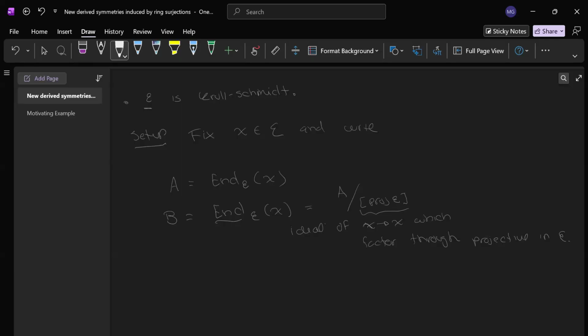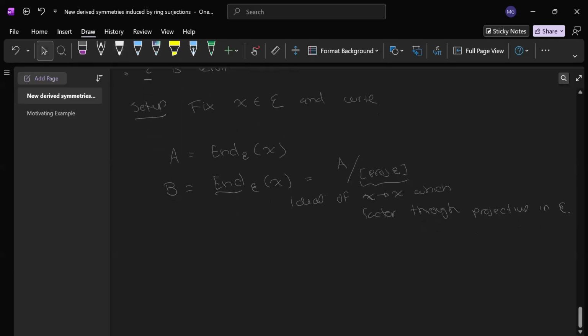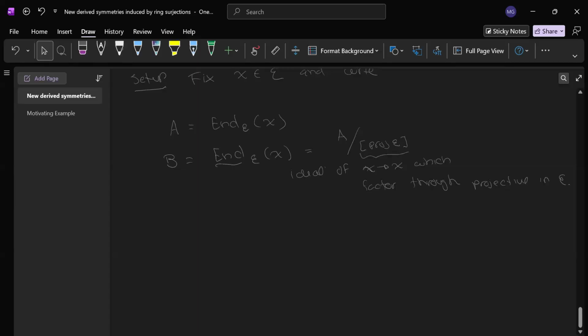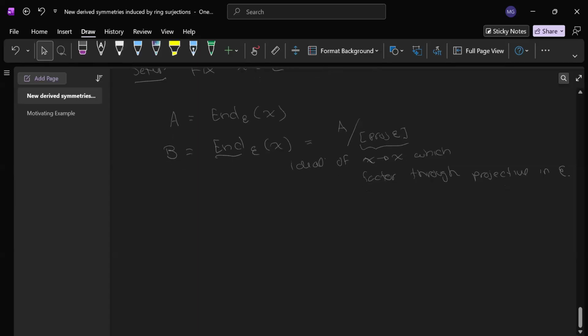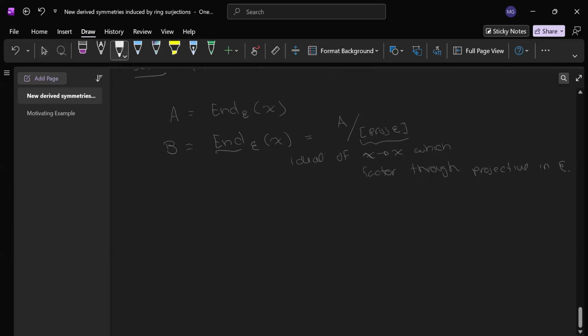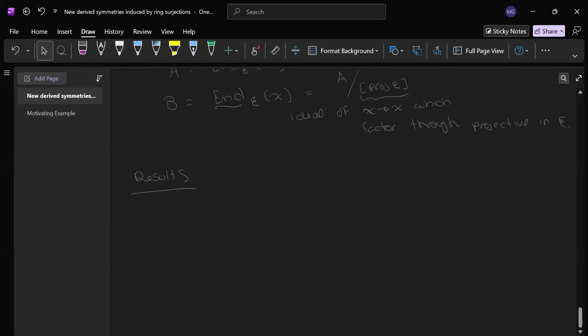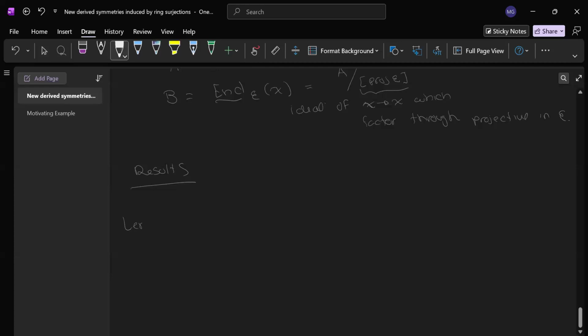Okay. So this is our setup, and we can talk a little bit about the results now. So the first result is a little lemma that characterizes when two conditions are equivalent.